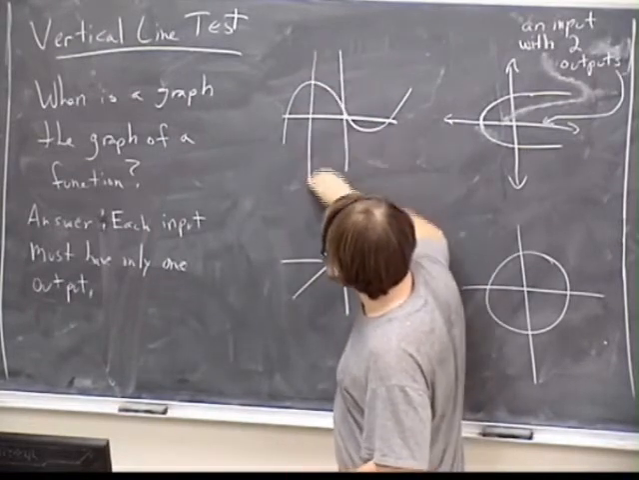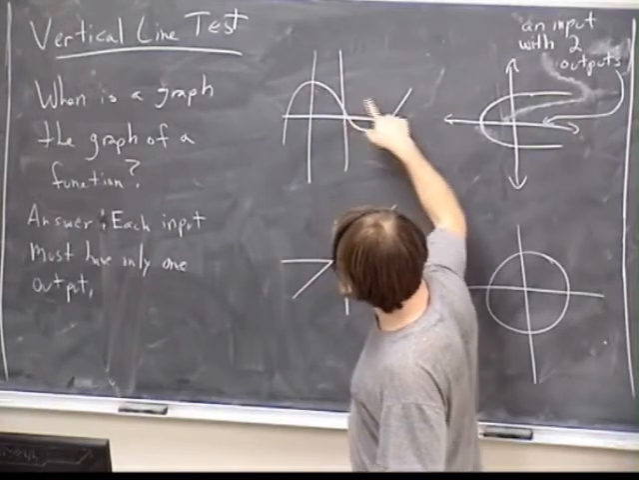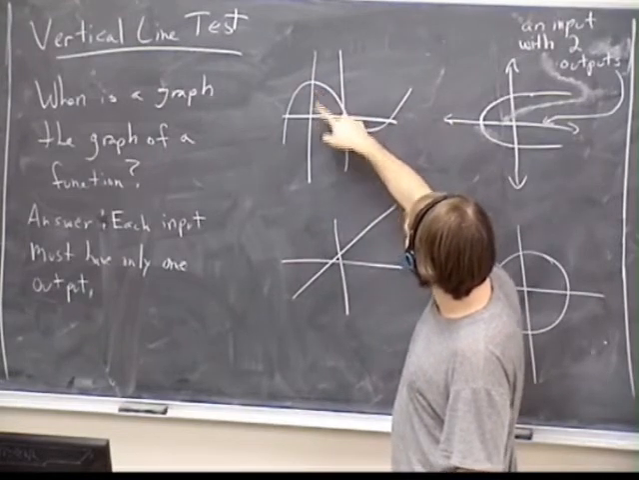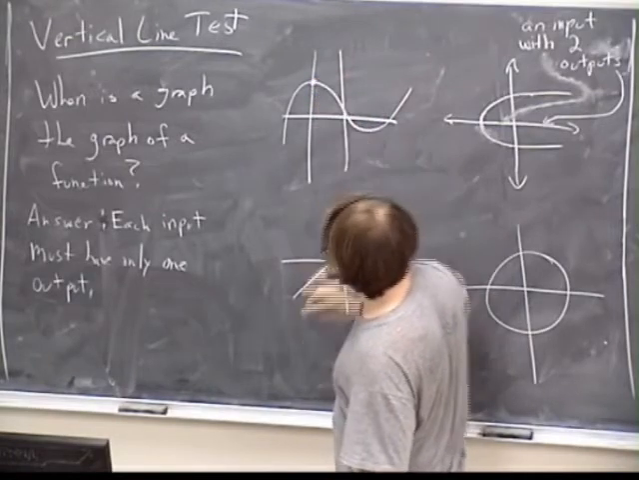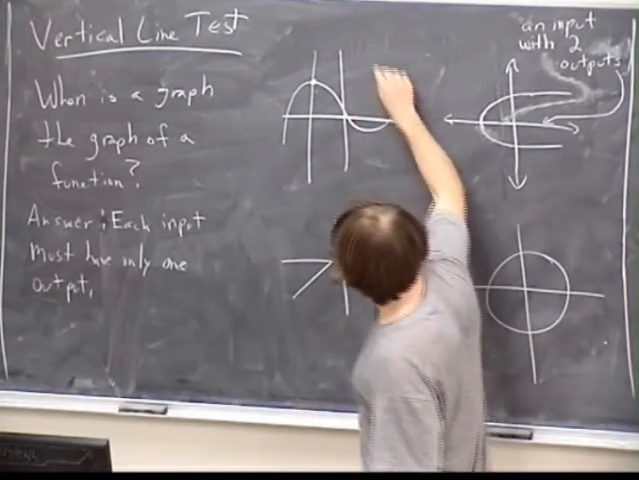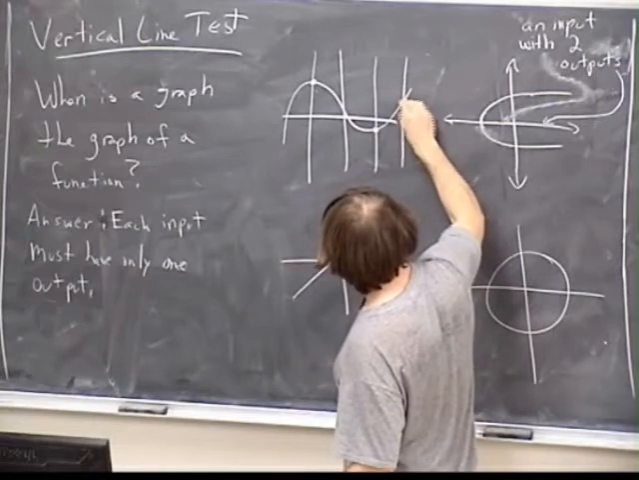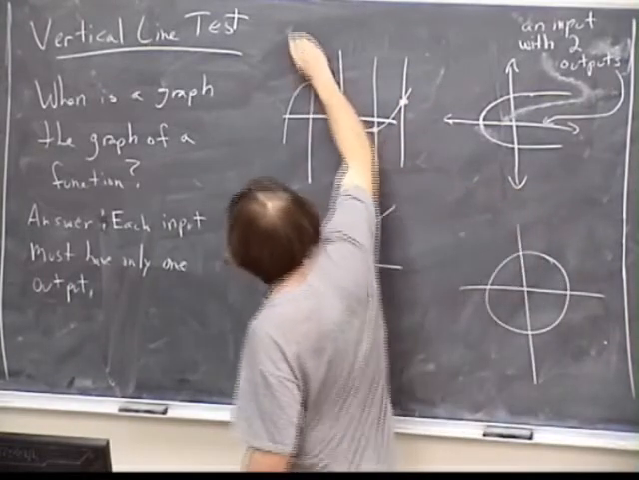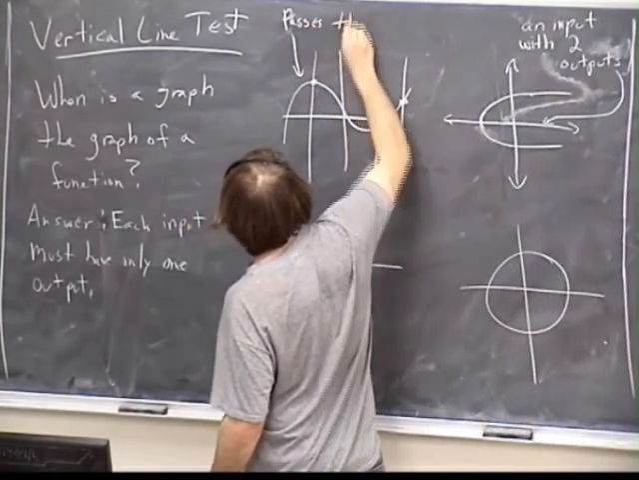So here, for example, we draw a vertical line, and any vertical line we draw should hit only one point on the graph. So here we see we drew the vertical line, it hit this point, it didn't hit any other points, which is good. And no matter where we draw a vertical line, we will only ever hit a single point. So this graph passes the vertical line test.